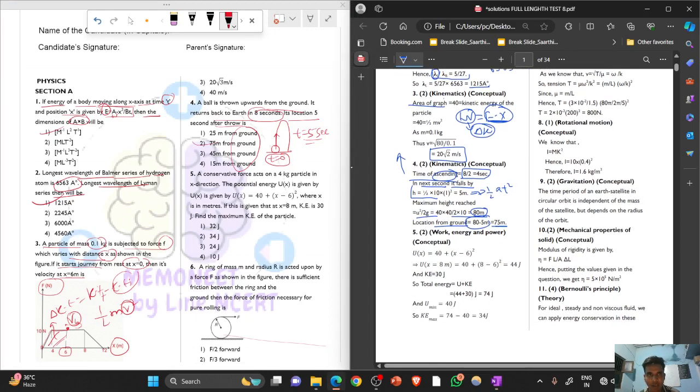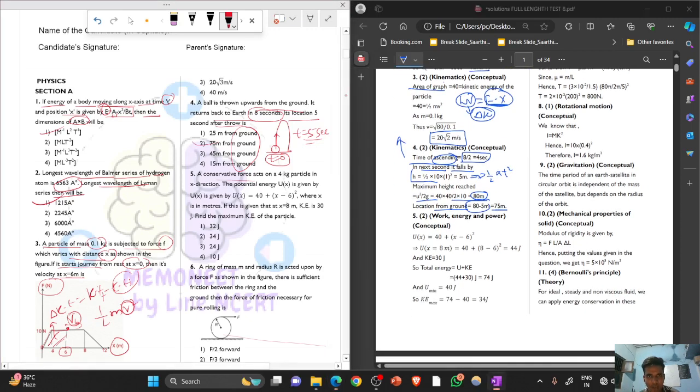Now moving ahead, a conservative force acts on a 4 kg body. The potential energy is given by this expression. Now it is asking that the kinetic energy is 30 joule, finding the maximum kinetic energy. You know, for the maximum kinetic energy, your potential energy should be minimum. So you just need to calculate the minimum potential energy. For that, you apply the total energy minus minimum potential energy, and you can get the maximum kinetic energy.